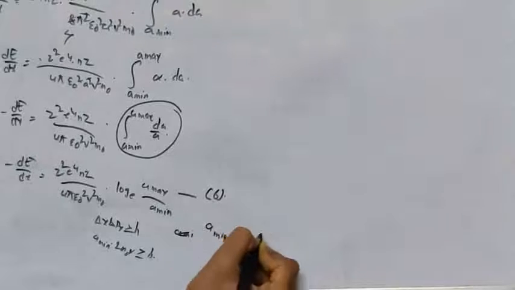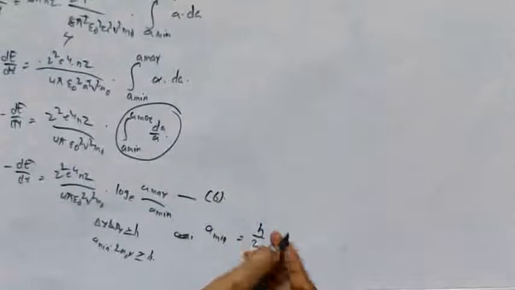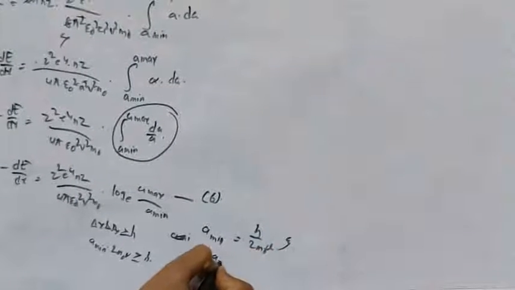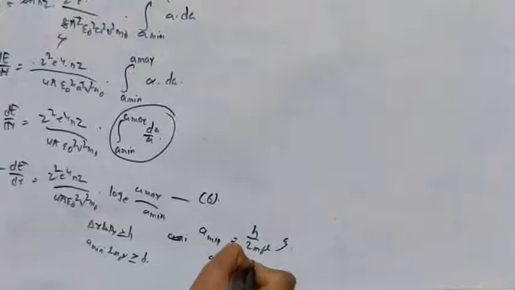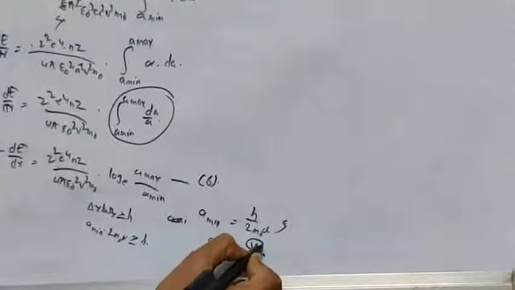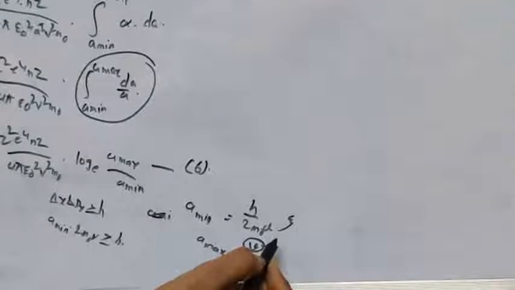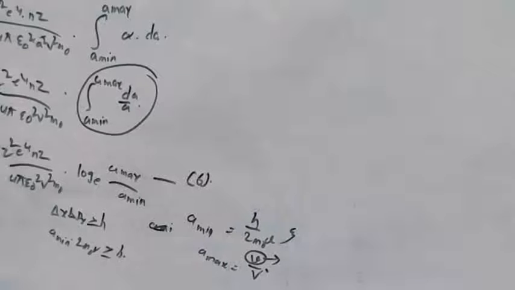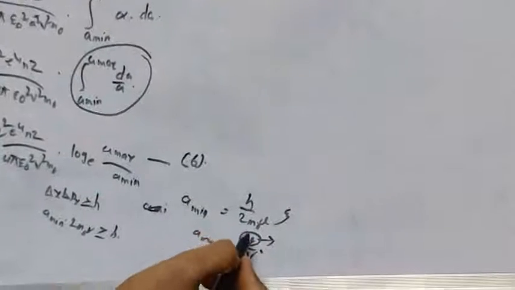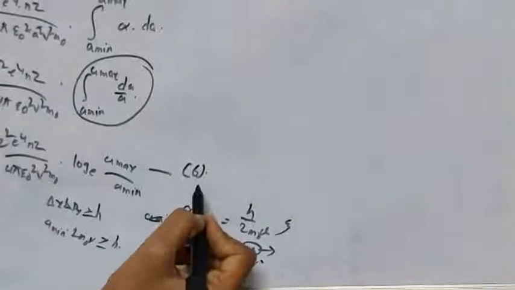So overall, A minimum can be given by h by 2m naught nu, and A maximum is given by nu by v. Here this nu represents the average of the frequencies of oscillation of the electron in an atom. That is, the average frequency of oscillation of the electron in an atom is given by nu. Now substituting the values of A maximum and A minimum in equation 6.